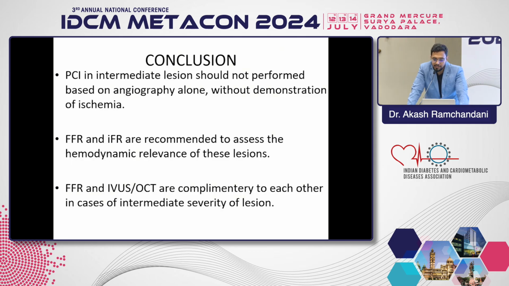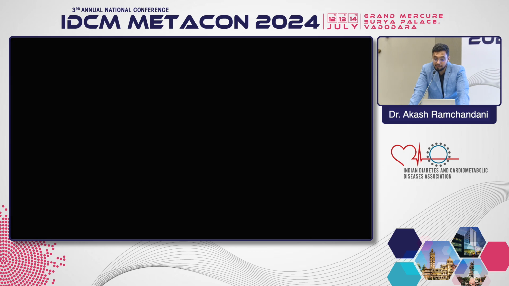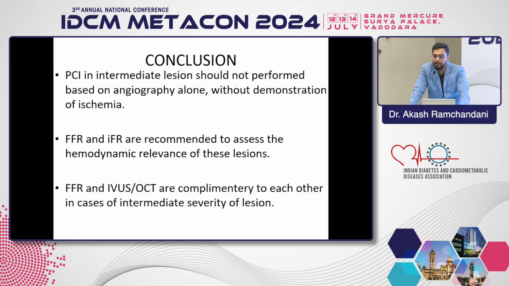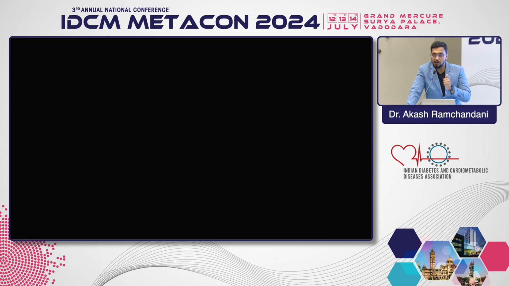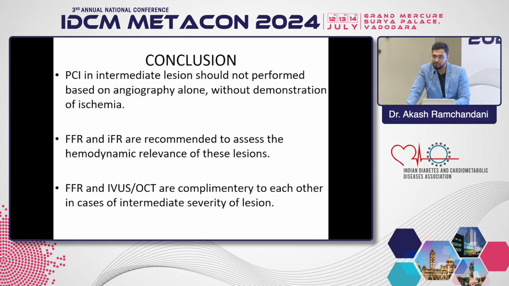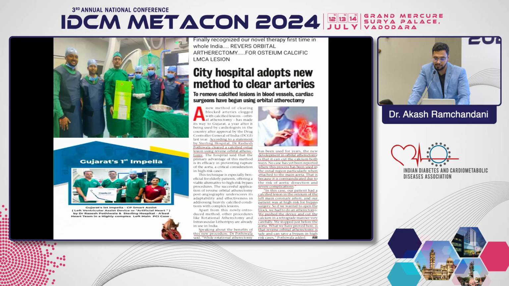So my conclusion is that PCI in intermediate lesions should not be performed on the basis of coronary angiography only, because ischemia is very important. Without demonstration of ischemia, intermediate lesions should not be revascularized. iFR and FFR are recommended to assess the hemodynamic relevance of the lesion, and there is no competition between FFR physiological assessment and anatomical assessment by IVUS and OCT. They are complementary to each other in treating intermediate severity lesions.